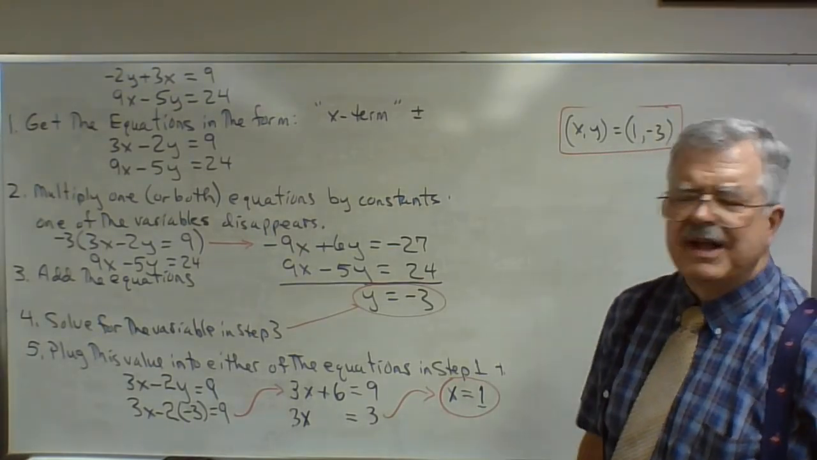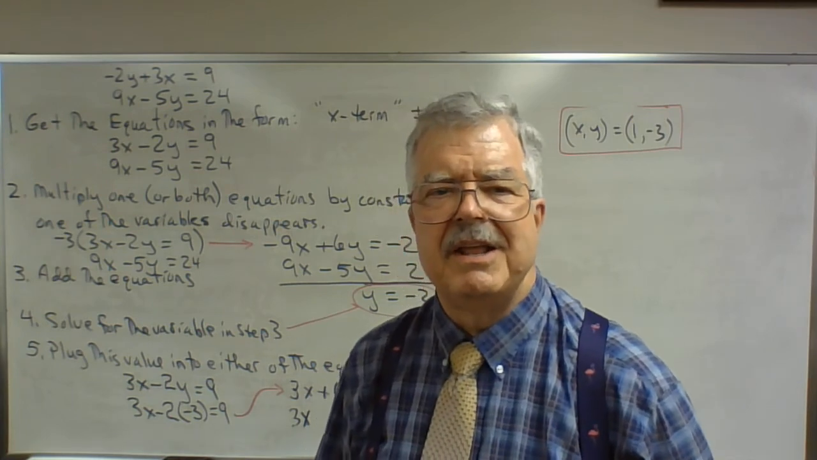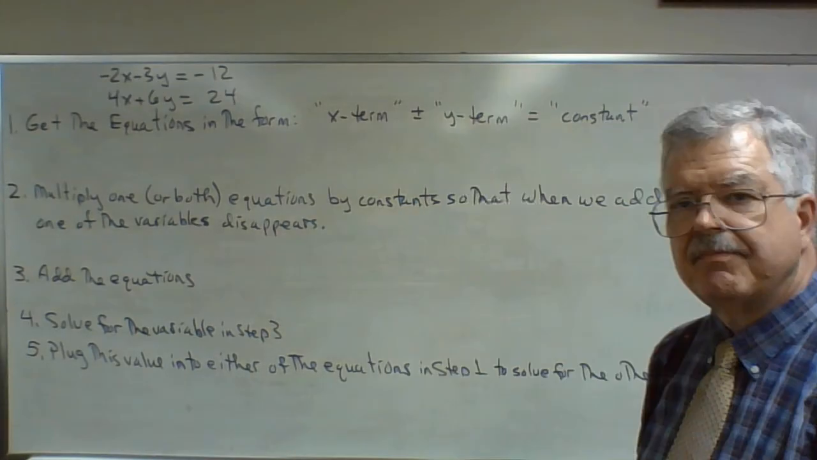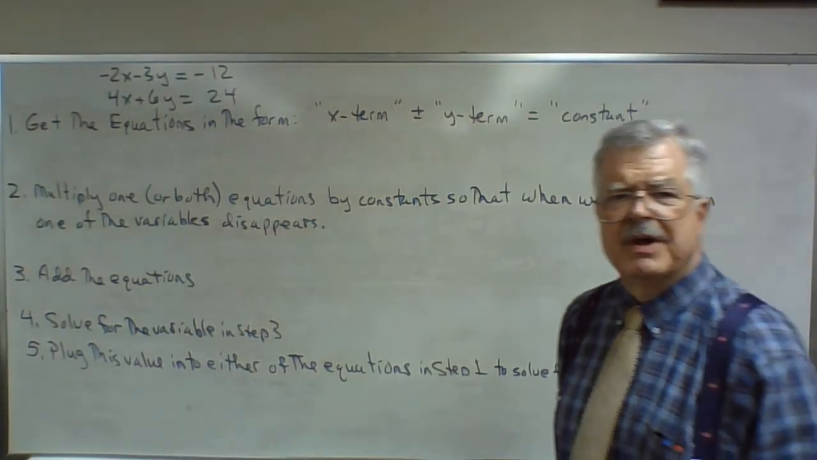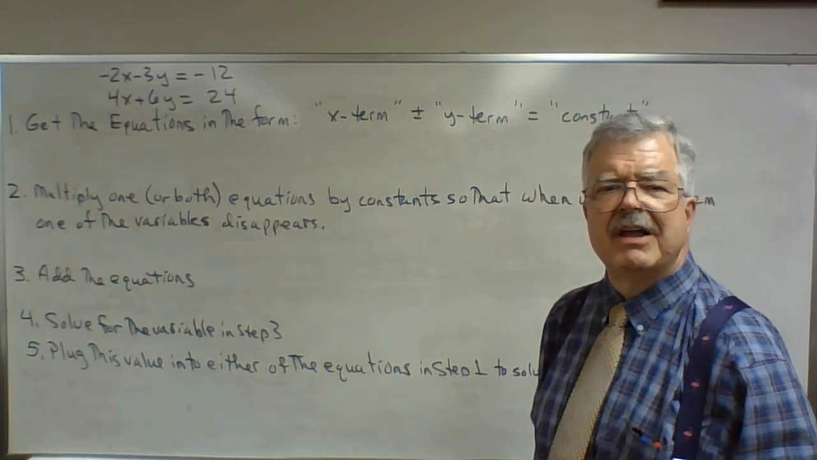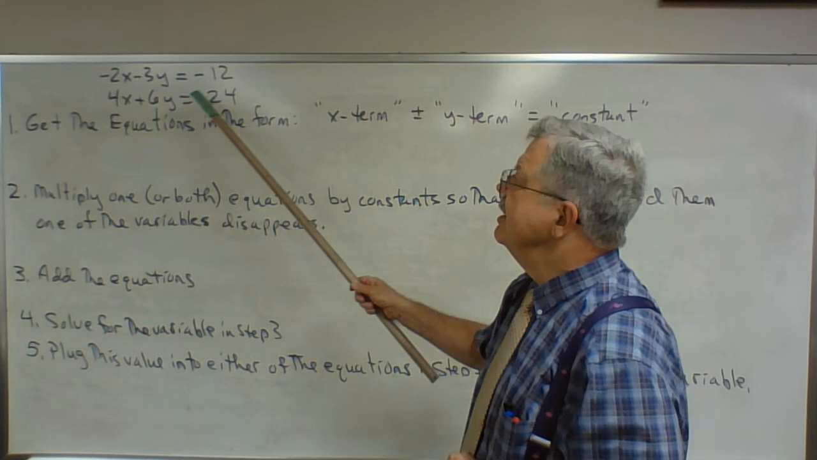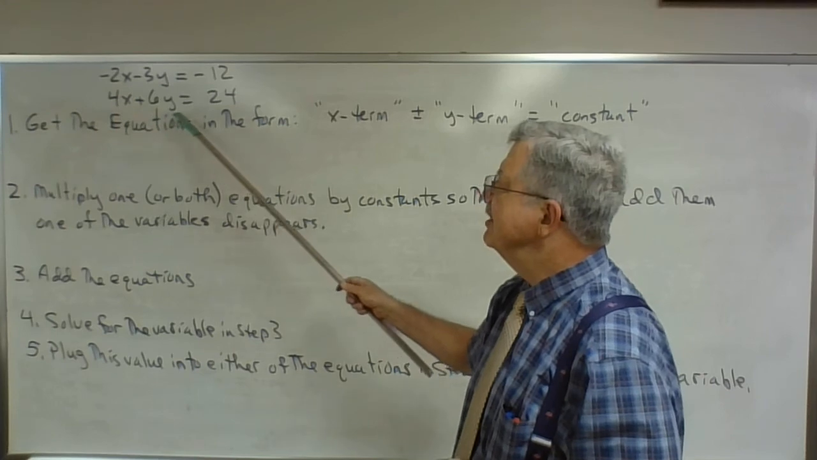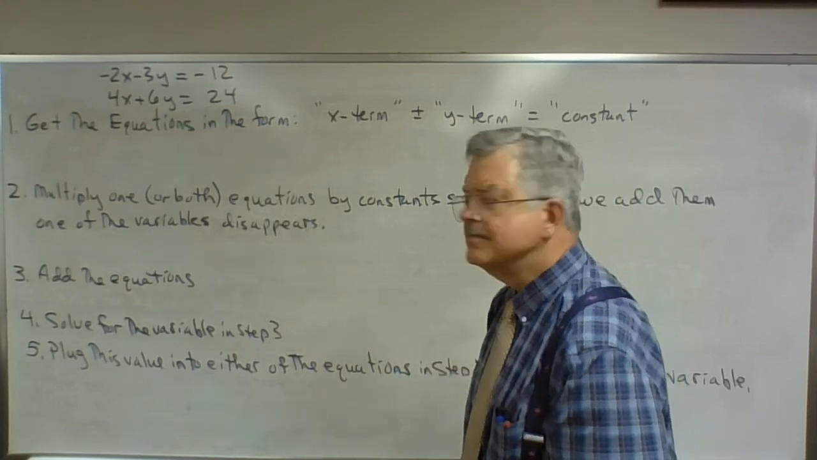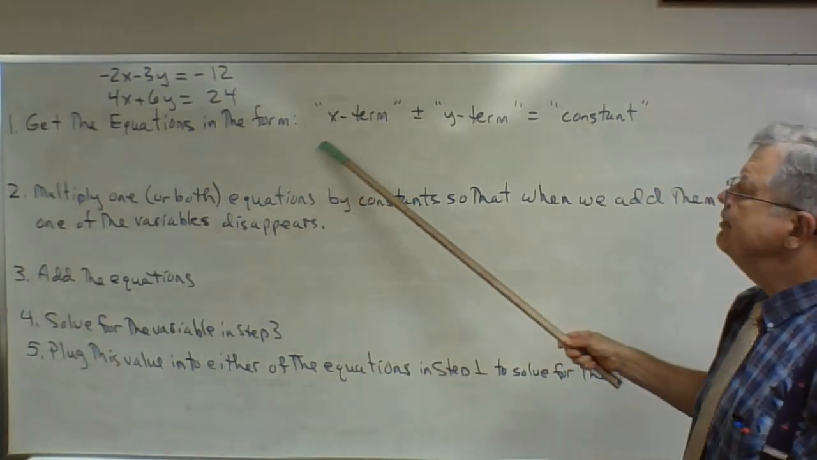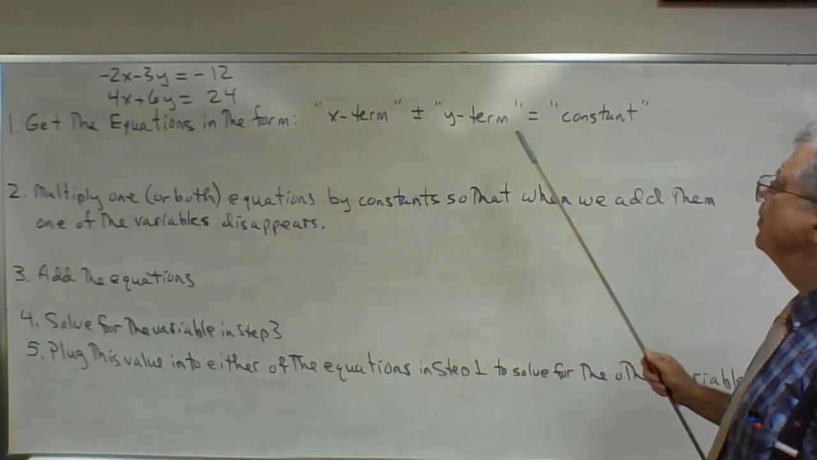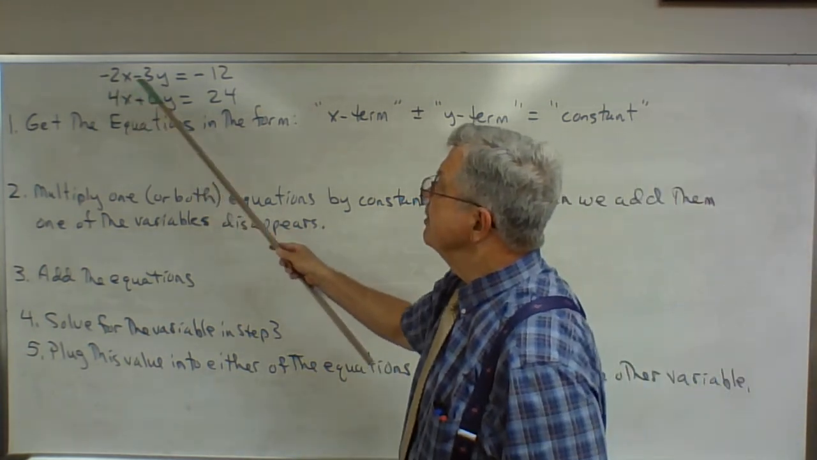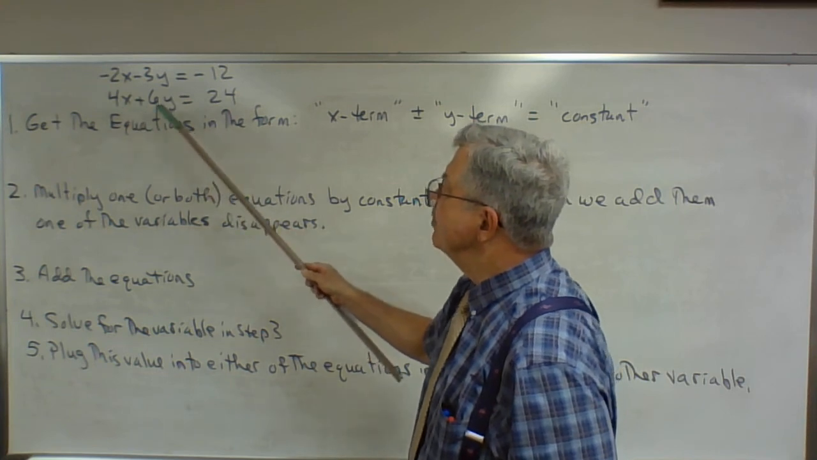See, there's one more thing I should show that we haven't seen, and I need to just make you aware that this kind of thing can happen. Here's a good one, and we need to see an exercise like this. Negative 2x minus 3y equals negative 12. 4x plus 6y equals 24. Step 1, get the equations in the form x term plus or minus y term equals a constant. We got it. X term, y term, constant.